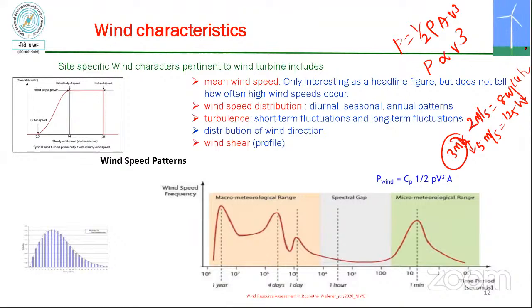Imagine how important it is to assess the wind speed. Since the power is directly proportional to v cubed, you should assess the wind at site-specific locations. You should know the site-specific wind speed. I also told you the wind speed varies from place to place, this is place 1 and place 2, and it also varies from time to time. That's why you should assess the site-specific wind speed pertinent to the wind turbine.